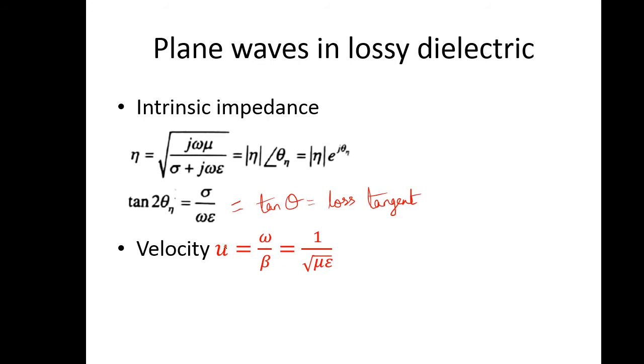Then the velocity of the wave in a particular medium is given by u, that is omega by beta, which is equal to 1 by square root of mu epsilon. So velocity of wave in a medium is given by 1 divided by square root of mu epsilon. And you know that permeability mu is equal to mu 0 mu r, and permittivity epsilon is equal to epsilon 0 epsilon r. Here mu r is relative permeability and epsilon r is relative permittivity. Mu 0 is permeability in free space and epsilon 0 is permittivity in free space.